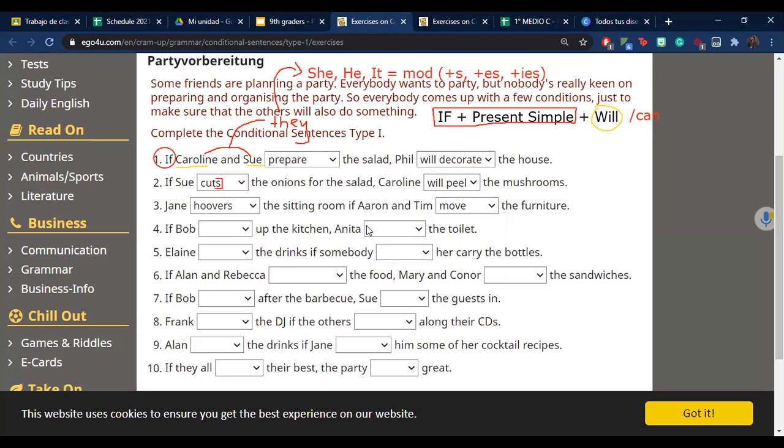Hay algo raro. ¿Lo puedes encontrar? Mira, te voy a señalar algo. Mira, fíjate. If. Está movido, ¿ya? Entonces, the result and the condition are in different places. Good, Sofía. Yeah, entonces, yeah. Yo diría, move, Aaron and Tim, move. Perfect. This is good. What about this one?